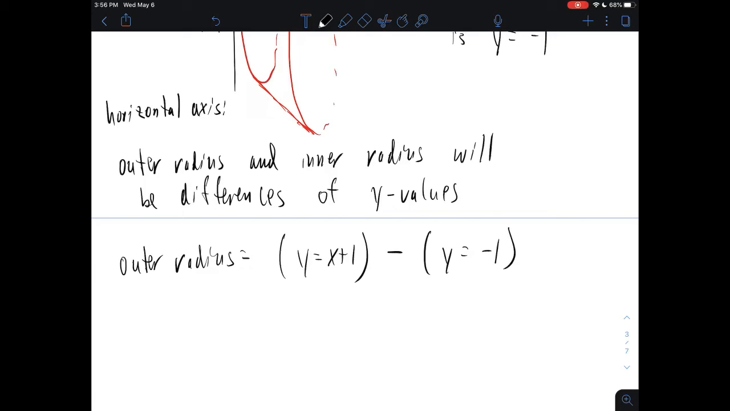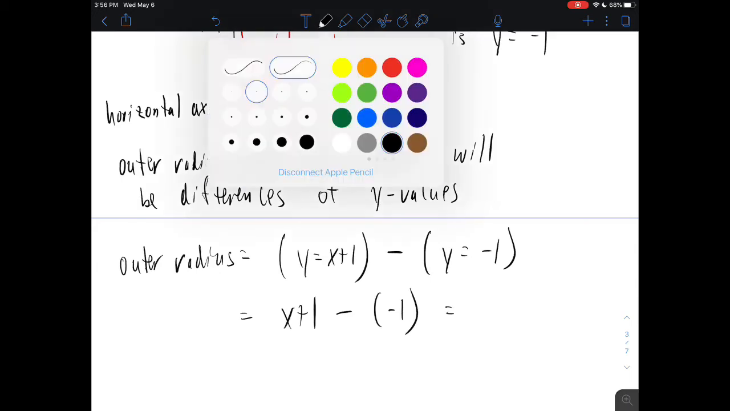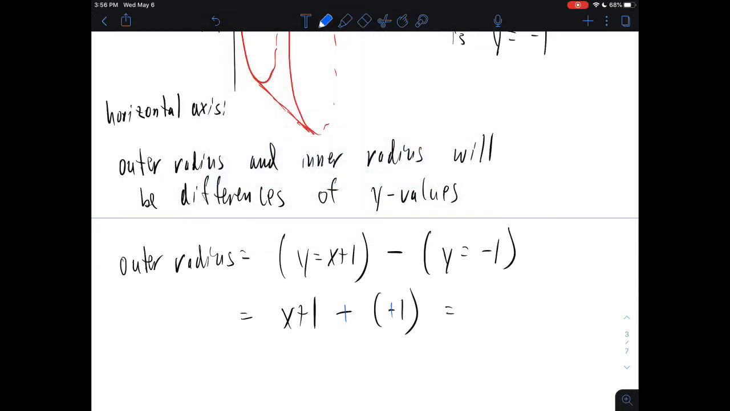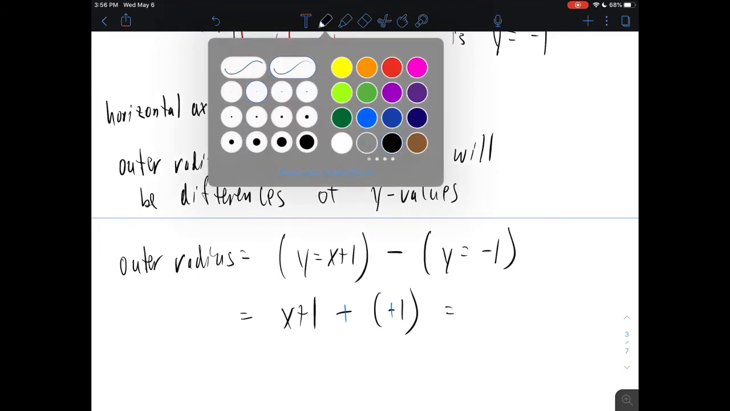Now I'm sort of abusing notation here by writing y equals x plus 1 minus y equals -1. That's because I'm trying to get you used to this. You're subtracting y values. But really, what is it? It's the y values that come from x plus 1 minus the y values that come from -1. Which means the outer radius is just x plus 1 plus another 1. So it's just x plus 2.